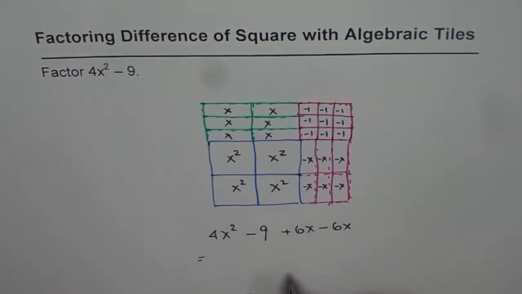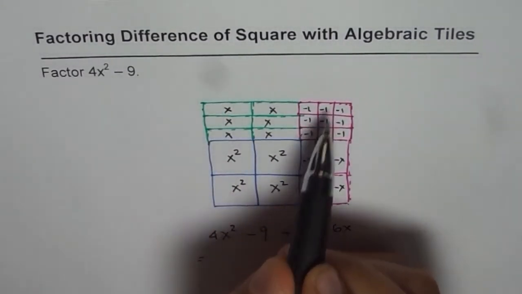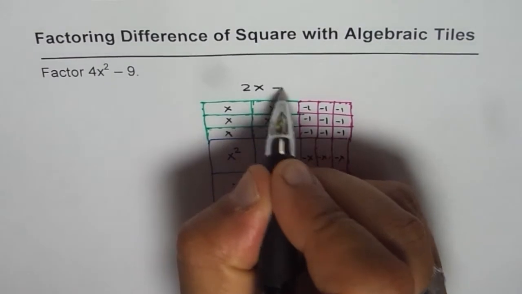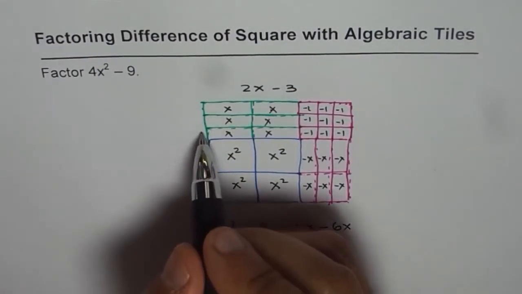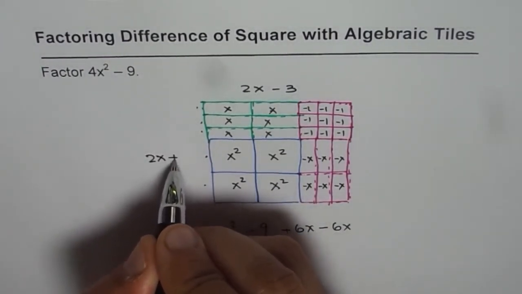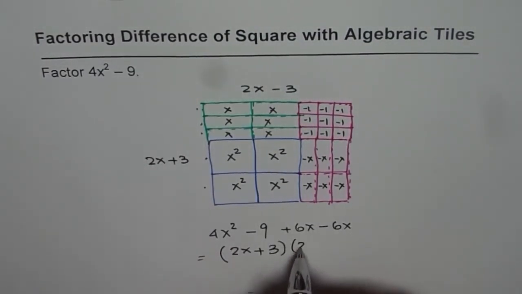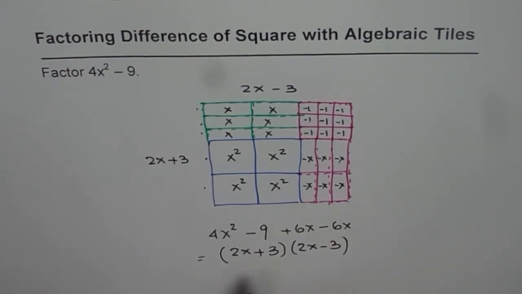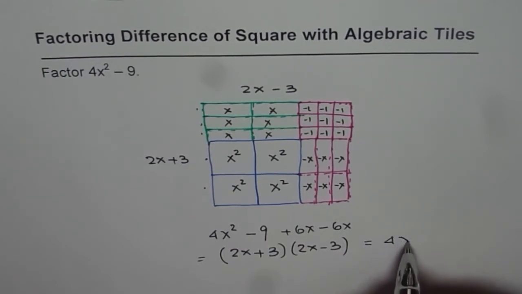So what is the answer? The dimensions are 2x minus 3, right? 2x minus 3, and on this side, 2x plus 3, right? So it is 2x plus 3, and therefore we can write this as 2x plus 3 times 2x minus 3. That is the factored form of 4x squared minus 9.